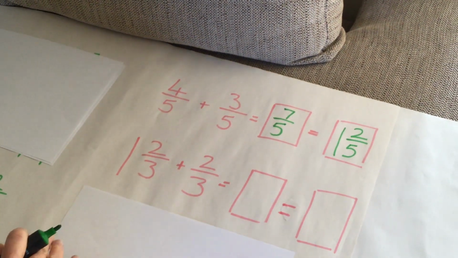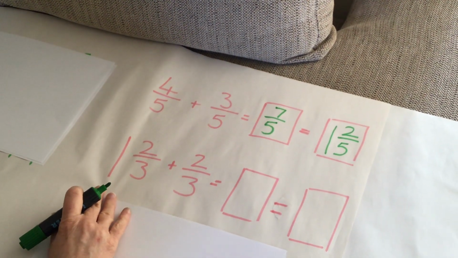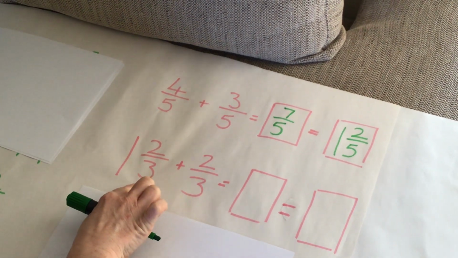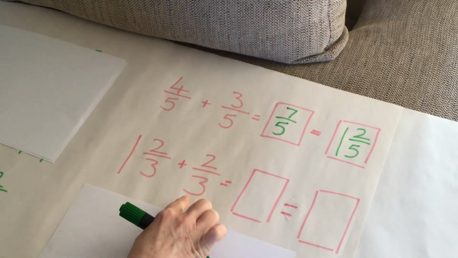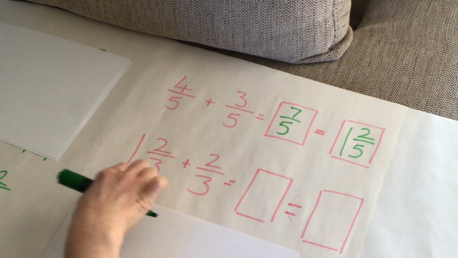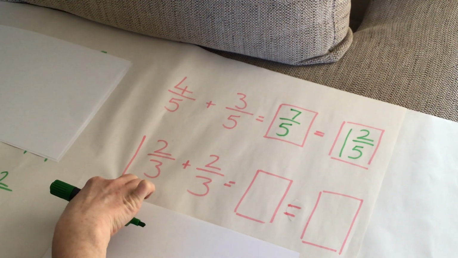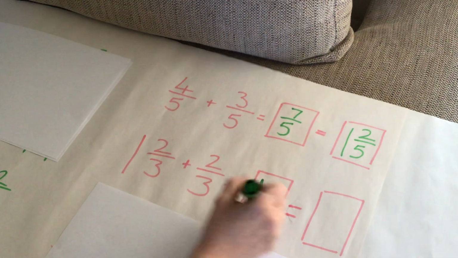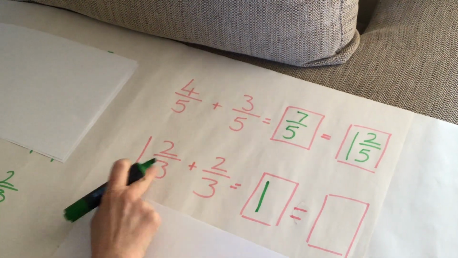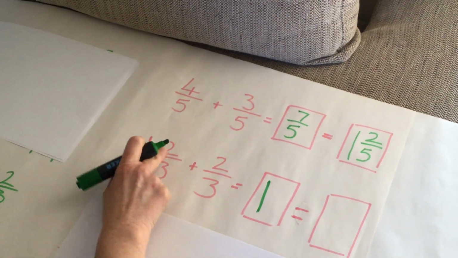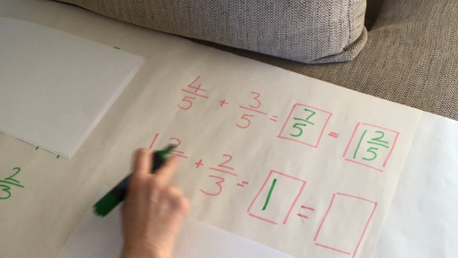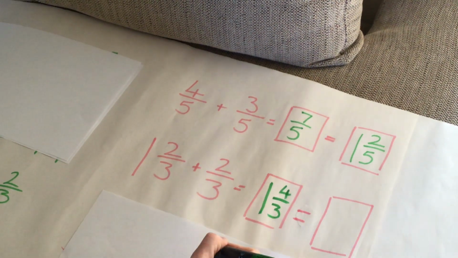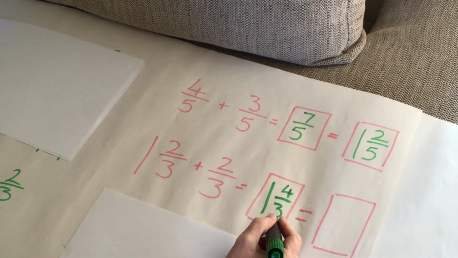Now, this one's a bit harder. There are some like this in your work today. Look at this one here. I've given you 1 and 2/3 added to another 2/3. So I've already got one whole there. Okay, so let's just think about this. Straight away I'm going to put my one whole in because I know I've got that. And then I'm going to think about my thirds. I've got 2/3 and another 2/3. That will make 4/3. So my answer is 1 and 4/3.